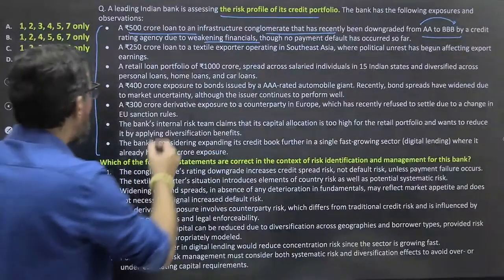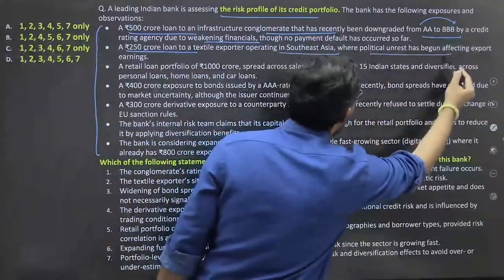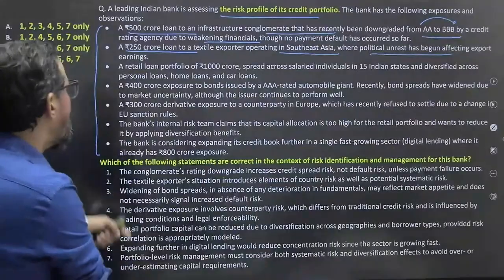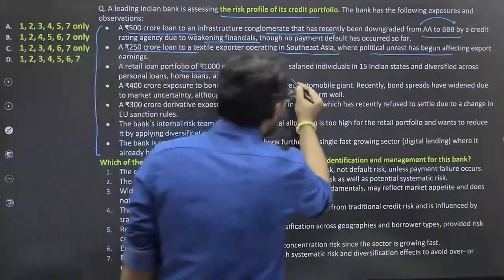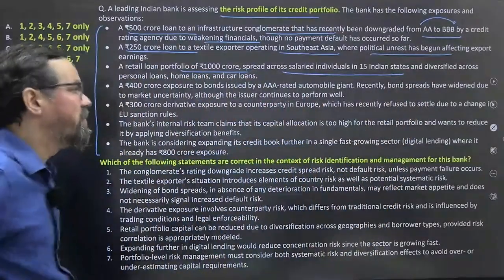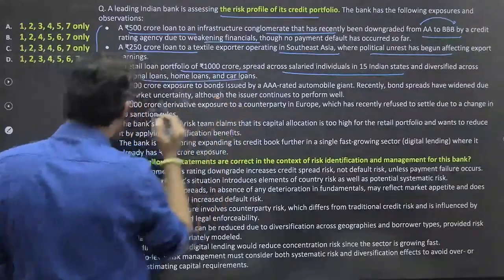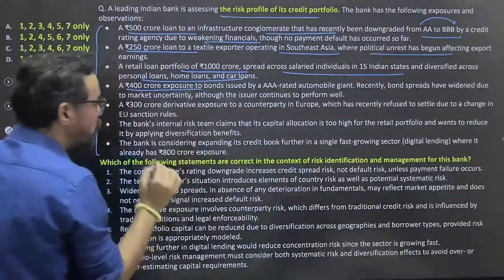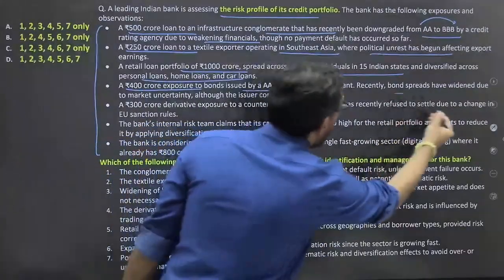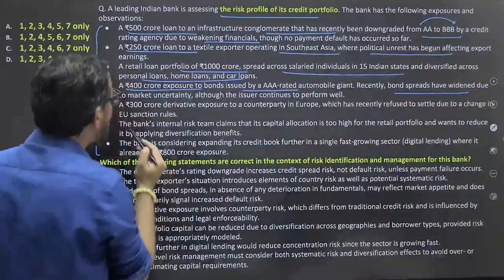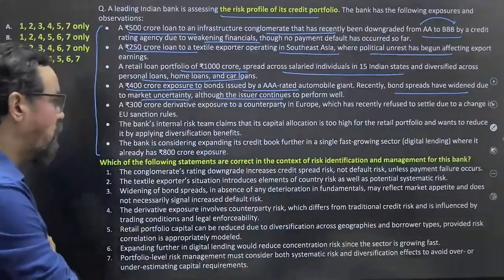And 250 crore loan to a textile exporter operating in Southeast Asia, where political unrest has begun affecting export earnings. A retail loan portfolio of 1,000 crores spread across salaried individuals in 15 Indian states and diversified across personal loan, home loan, and car loans. 400 crore rupees exposure to a bond issued by a AAA rated automobile giant. Recently, bond spreads have widened due to market uncertainty, although the issuer continues to perform well.